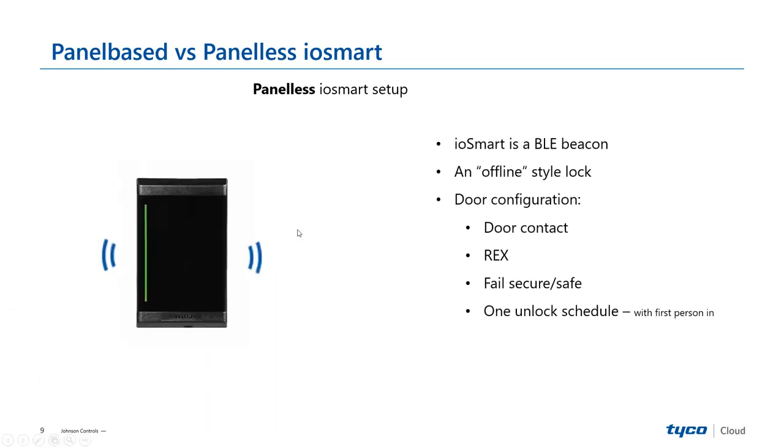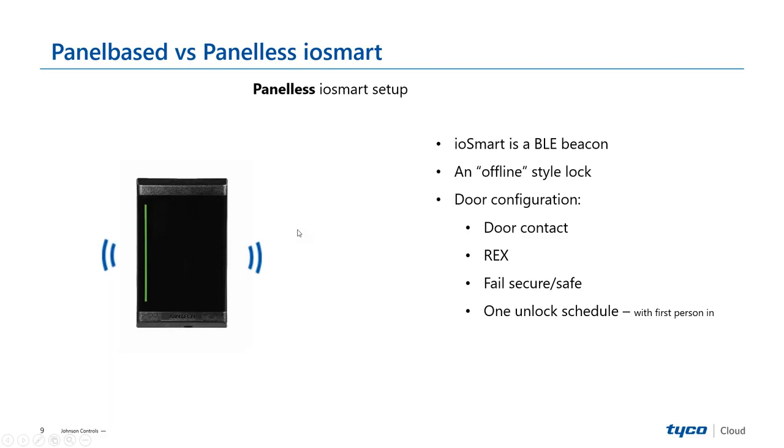So the ioSmart becomes a BLE beacon. Now when you get nearby, the phone knows where it's at. It's kind of an offline style lock. The benefit of this is you don't have to pull cables from the network closet all the way to the reader. You don't have to pull cables for the controller and wire the controller with a battery and all that stuff. You wire up the reader and you wire everything back to the reader itself.